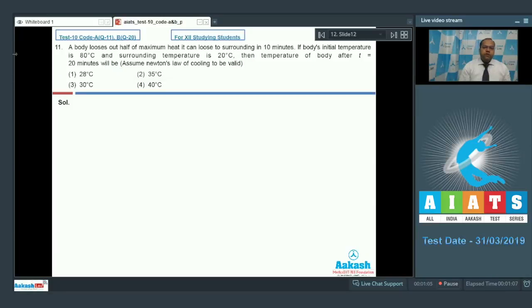From Newton's law of cooling, we know that minus dT by dt is equal to K times (T minus T naught), where K is a constant, T is the temperature of the body and T naught is the temperature of the surrounding. So this can be further written as dT divided by (T minus T naught) is equal to minus K dt. So this is the differential equation.